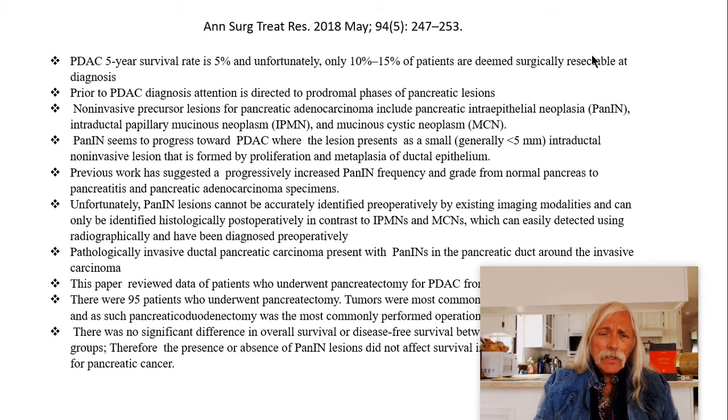Previous work has suggested a progressively increased PanIN frequency and grade from normal pancreas to pancreatitis to pancreatic adenocarcinoma specimens. That's the linear flow of the process. Unfortunately, PanIN lesions cannot be accurately identified preoperatively by existing imaging modalities and can only be identified histologically postoperatively, in contrast to the other two forms of precursor lesions, the IPMNs and the MCNs. So they can be easily detected using radiography, and they have been diagnosed indeed preoperatively. Right? So radiology can pick up those other two forms, but not the PanIN. That's what this is saying.